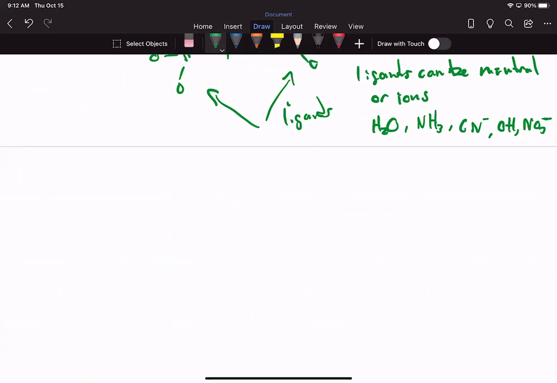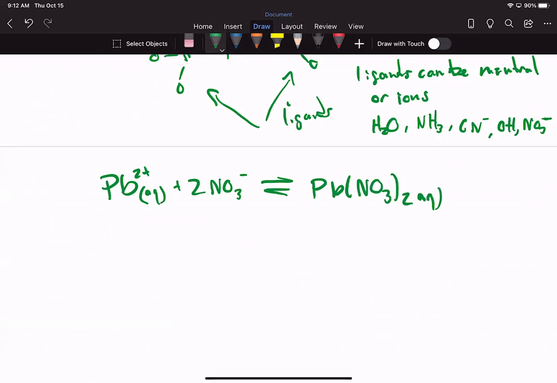Let's use the same equation here. So let's use Pb2 plus aqueous plus 2 nitrates, and we got PbNO3 2 aqueous. All right, so we're going to do another K value here. So there's another K value here. We took these two ions and we formed this aqueous solution here of lead 2 nitrate.